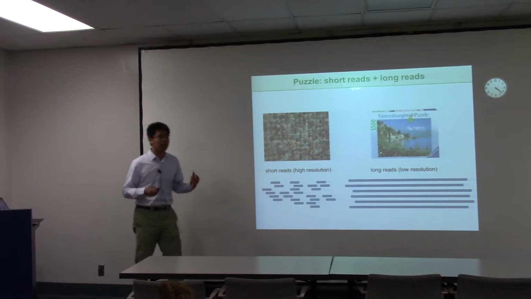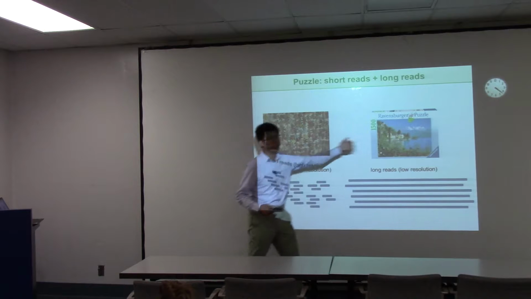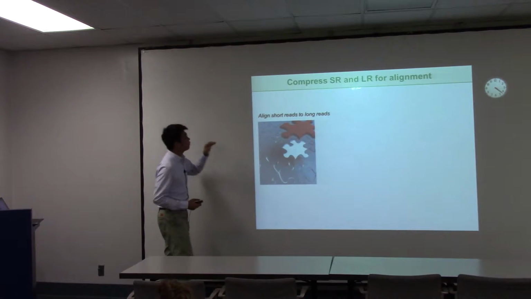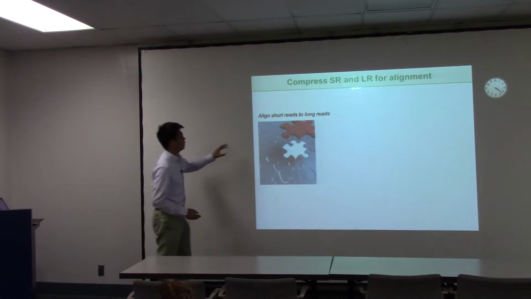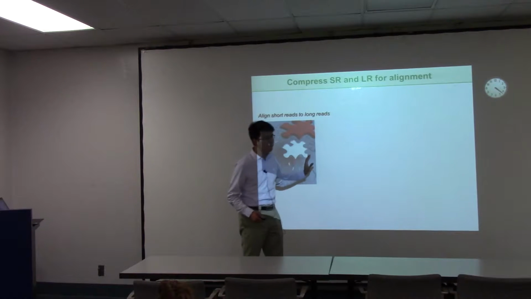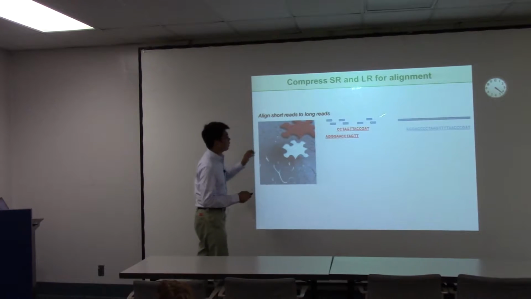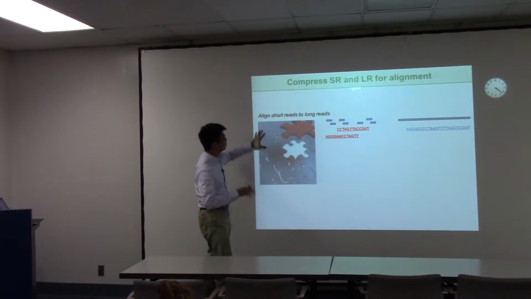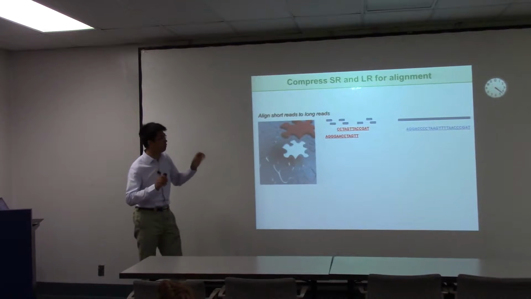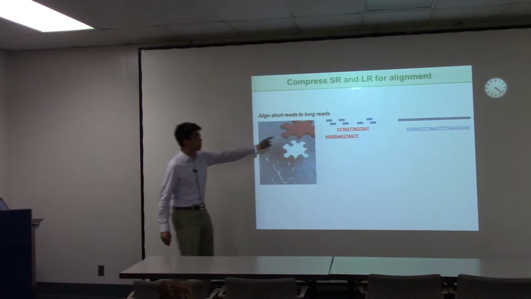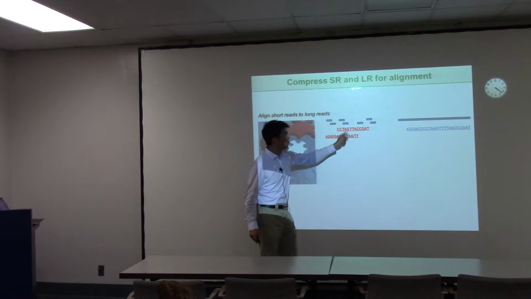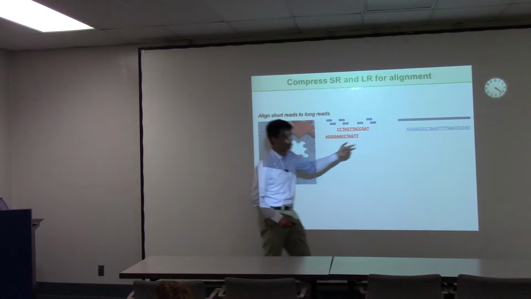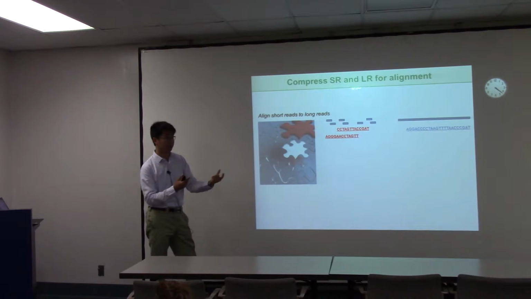Alignment is to find where something comes from, right? So the first step we do in the error correction is to align the short reads to the long reads. But the alignment process has a very fundamental assumption that the target sequence should be very similar to the reference sequence. Otherwise, you cannot align them.